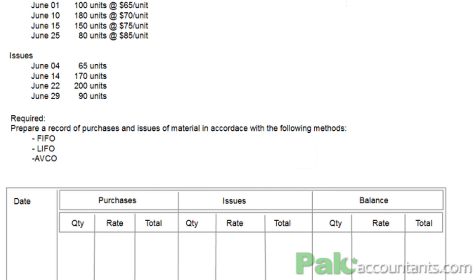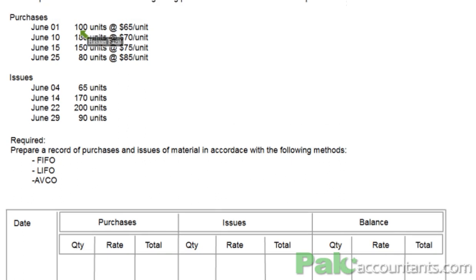All right, let's start recording the transactions. First of all, now remember, we have two sets of information. One is for purchase and the other one is for issues. And as I have told you that this document is going to be based on chronological order. So you will be paying attention to the date at which the purchases are made and the date at which the issues are made. You're not going to record all of the purchases at once and then the issues. You're not going to do that. It's not going to work like that.